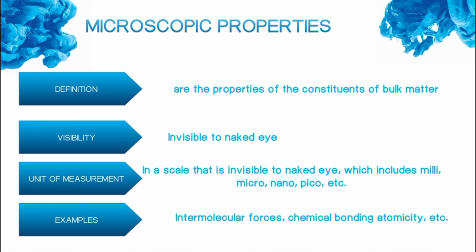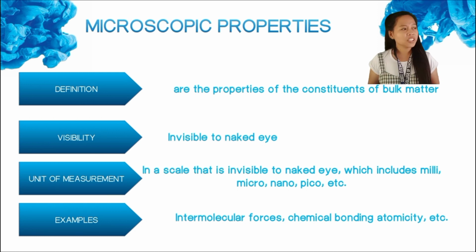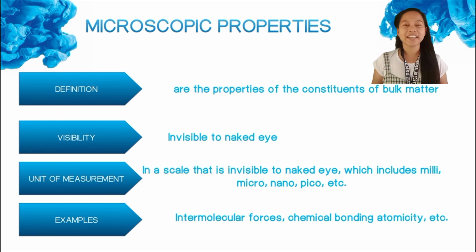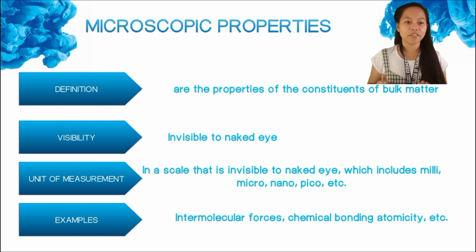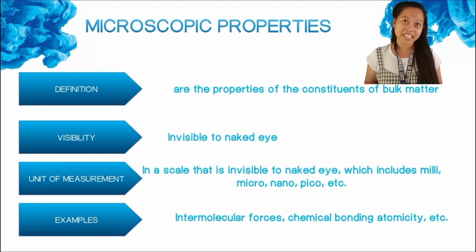Its definition: the properties of the constituents of bulk matter. Visibility: not visible to the naked eye. Unit of measurement: in a scale that is invisible to the naked eye, which includes milli, micro, nano, pico, and etc. Examples: intermolecular forces, chemical bonding, atomicity, and etc. The properties considered in microscopic thermodynamics include the properties of atoms that are on a very small scale.